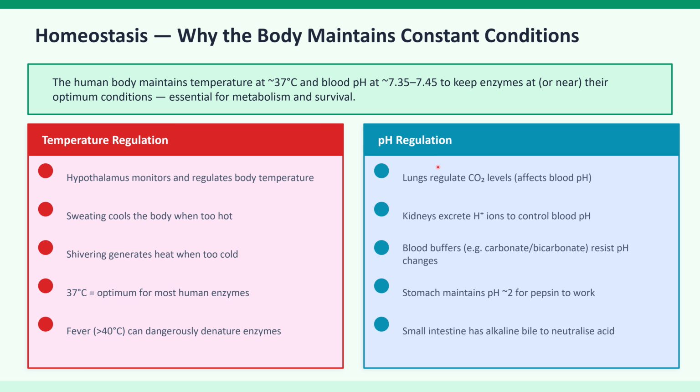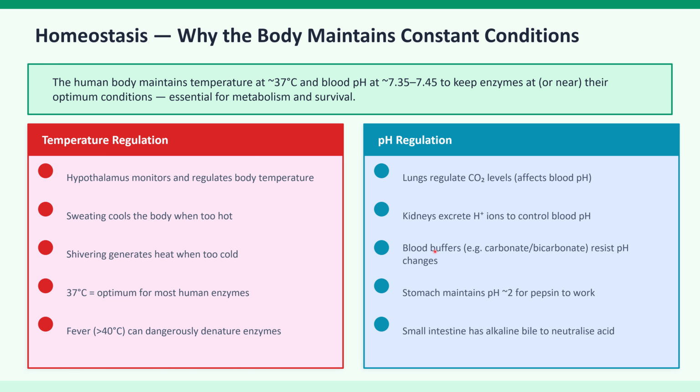pH regulation. pH is just as important. Your body uses several tricks to keep pH stable. Lungs regulate carbon dioxide levels, which affects blood pH. Kidneys excrete hydrogen ions to control blood pH. Blood buffers, for example carbonates and bicarbonates, resist pH changes. The stomach maintains pH 2 for pepsin to work. The small intestine has alkaline bile to neutralize acid.